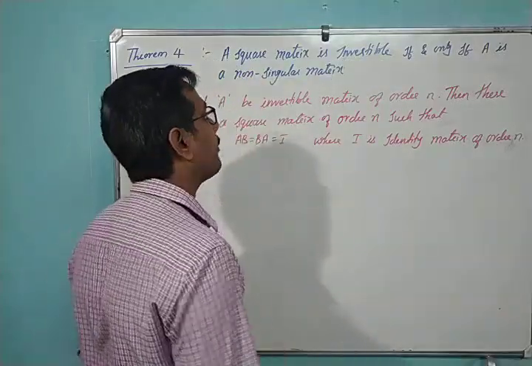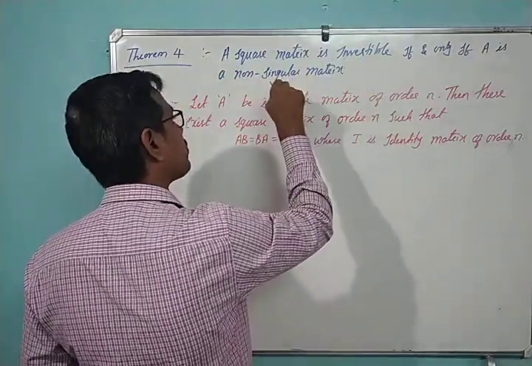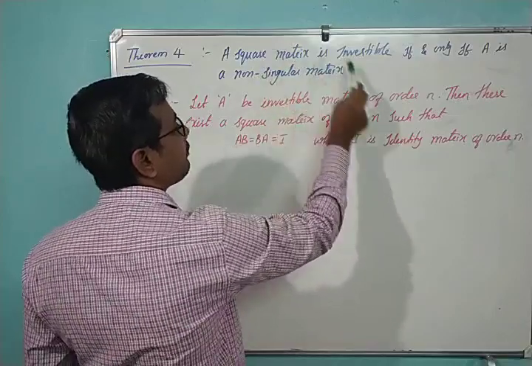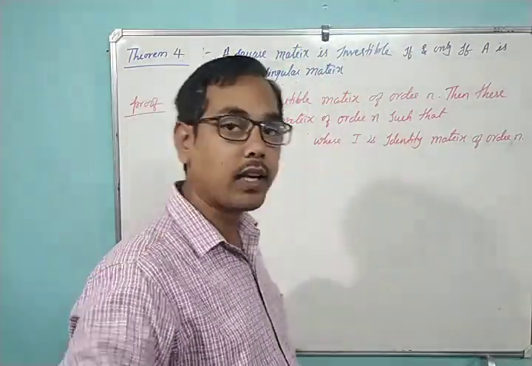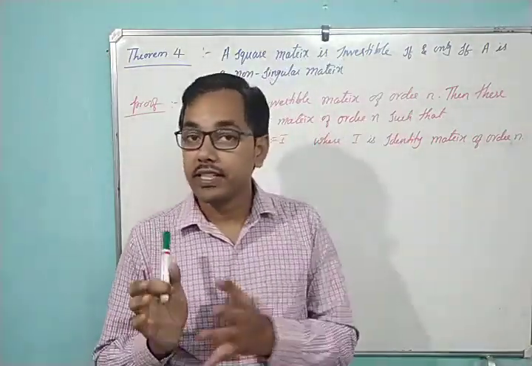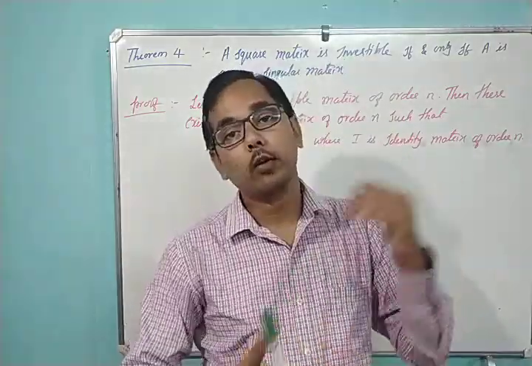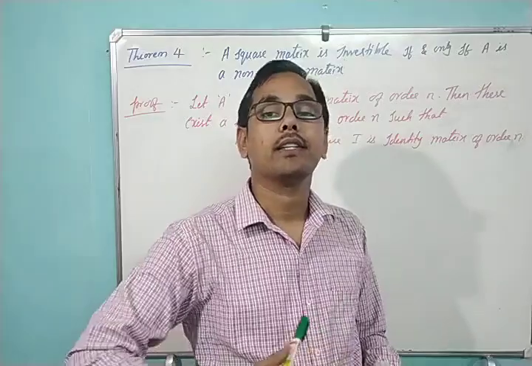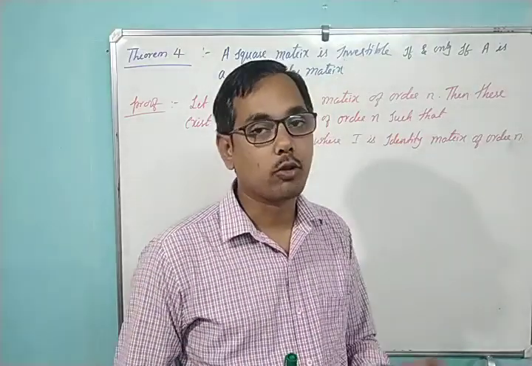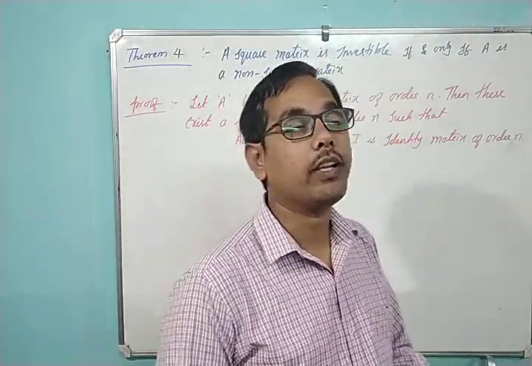The meaning of if and only if is, it is invertible if it is non-singular, and it is non-singular if it is invertible. Both should be true. If it is invertible, then only it will be non-singular, or if it is non-singular, then only it will be invertible, right? So if one thing is not possible, the other thing is also not possible. That is the meaning of if and only if, right?